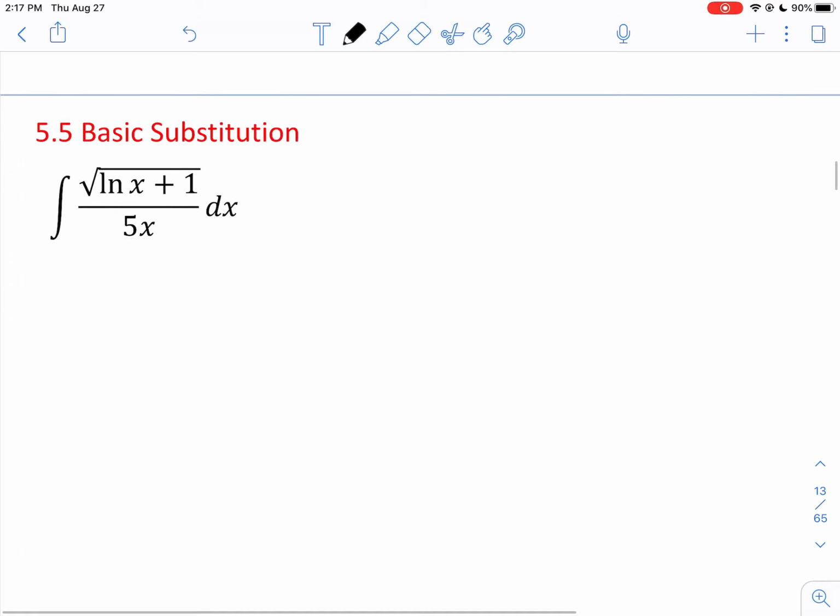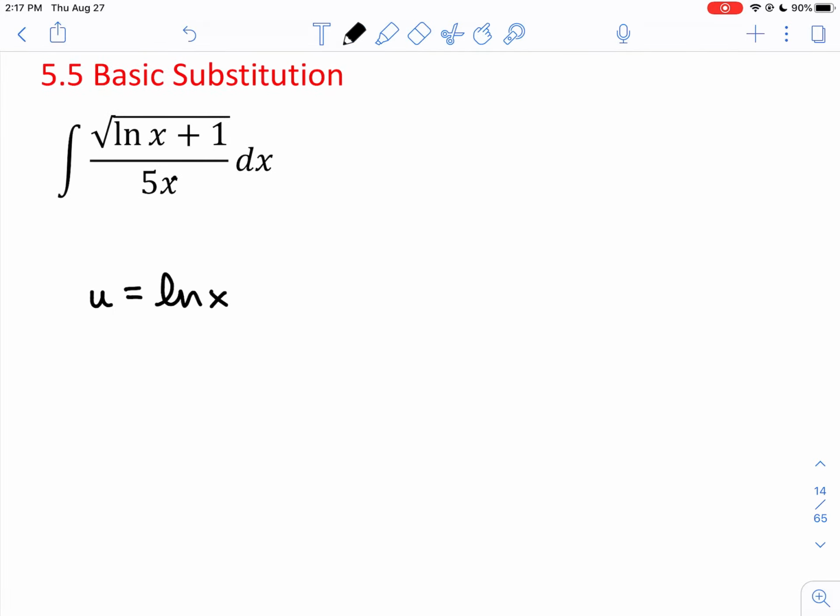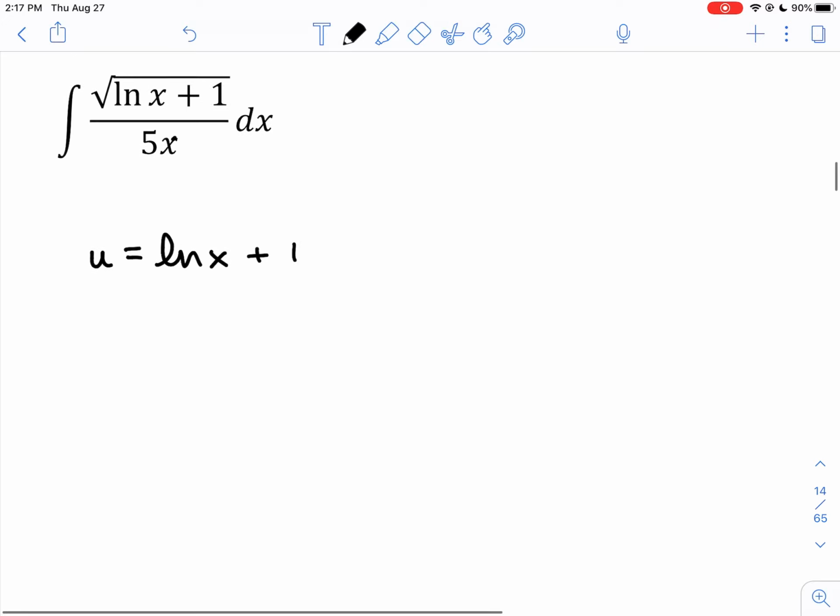So when I look here, I do know that when I differentiate natural log of x, I'm going to get 1 over x. And this x that's down here, because it's in a denominator, it's like having a 1 over x out here instead. So I do see a connection between natural log of x and that x that's in a denominator. That's a clue that I should let u equal natural log of x. And you might as well include the plus 1, because when you differentiate, the plus 1 will go to 0.